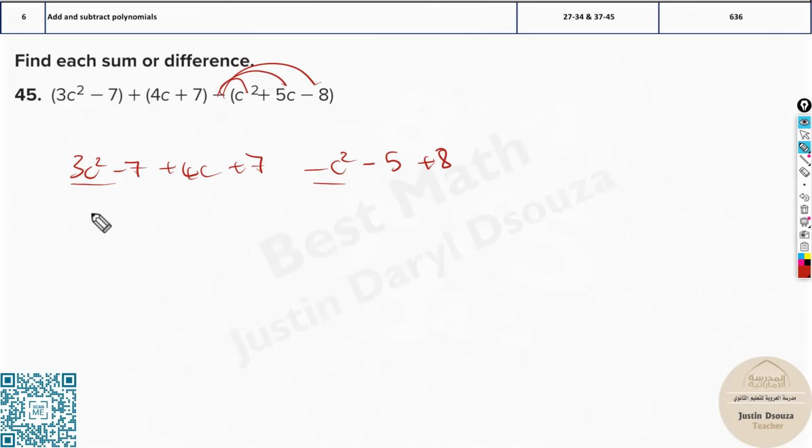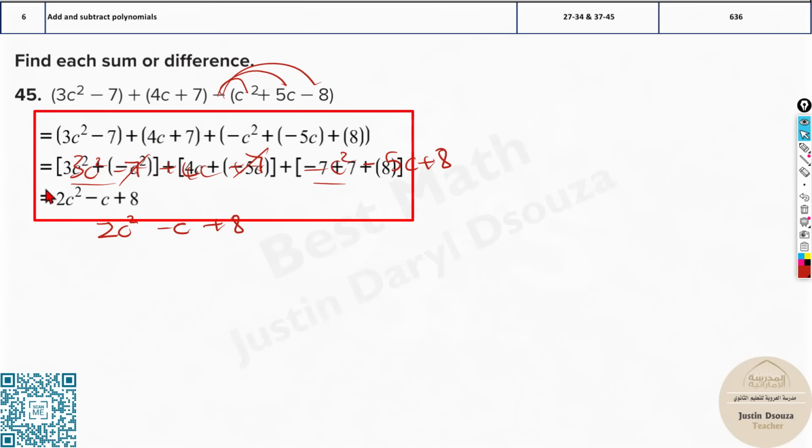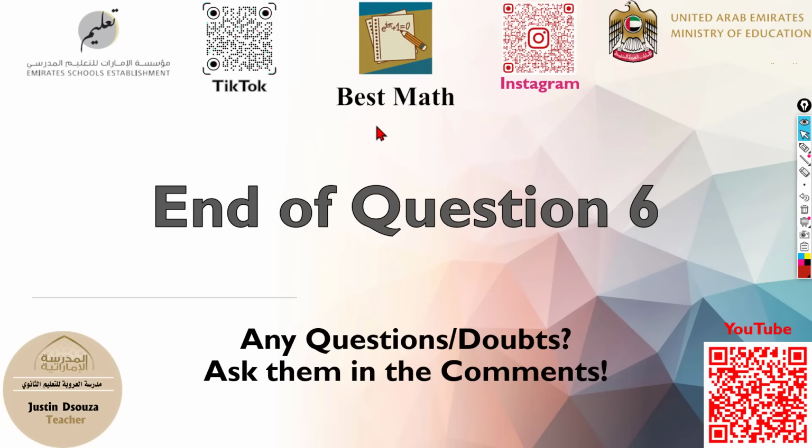Now all the squared terms. 3 minus 1 is 2. So it's 2c squared. And what about c terms? There is over here 5c, which I forgot to write. It's 4 minus 5. So it'll be minus c only. And lastly, the constant cancels off. It'll be plus 8. So that is the final answer. It's 2c squared minus c plus 8. That's how easily we can solve this particular question, and that's the end of question 6.